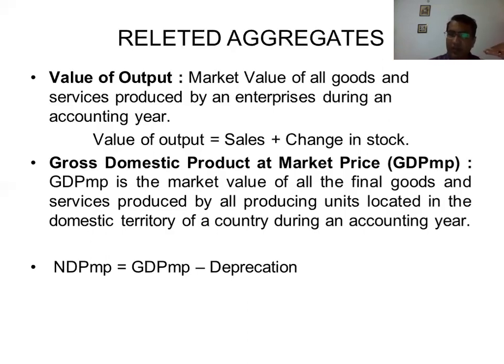Now the next concept is the net value, the net domestic product at market price. Gross domestic product at market price we have already calculated. If we reduce depreciation from the gross, the remaining is net domestic product at market price. It is the net value of all final goods and services produced by all producing units located in the domestic territory of a country during an accounting year.